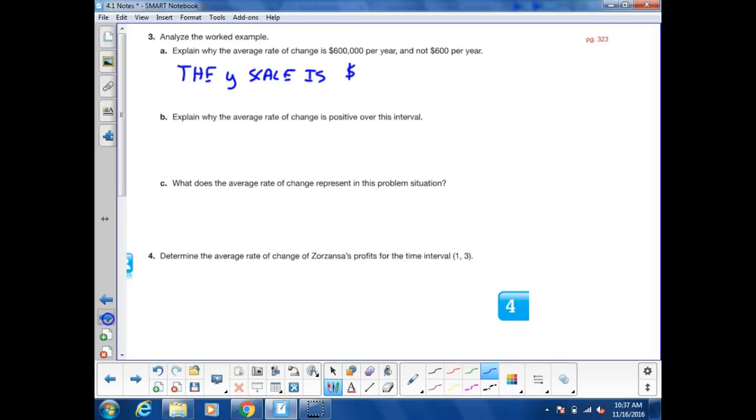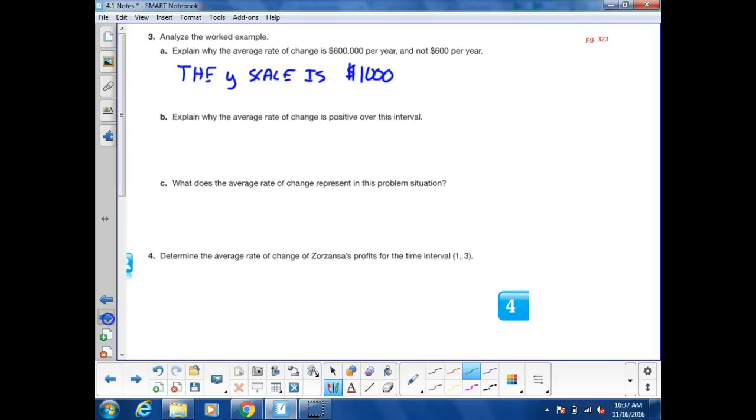The Y scale is in thousands of dollars. As you go up, each tick mark, if you will, is 1,000. I shouldn't say per box because it's actually 200,000 per box. It's in thousands of dollars, right? Does it say thousands of dollars? Yep. Okay, with me?